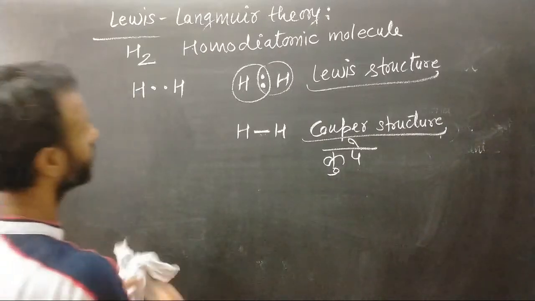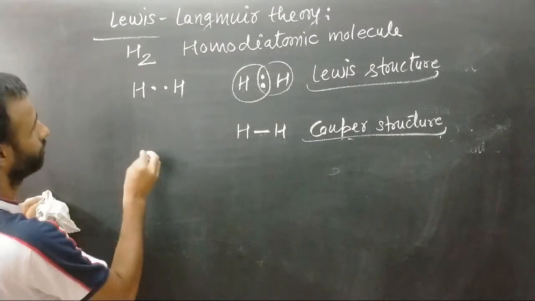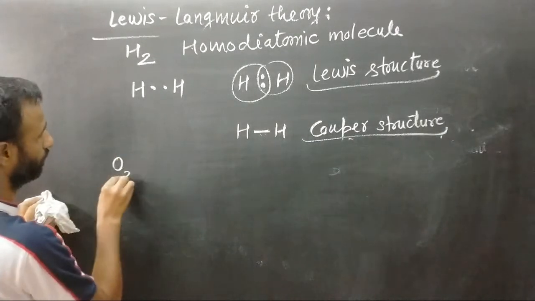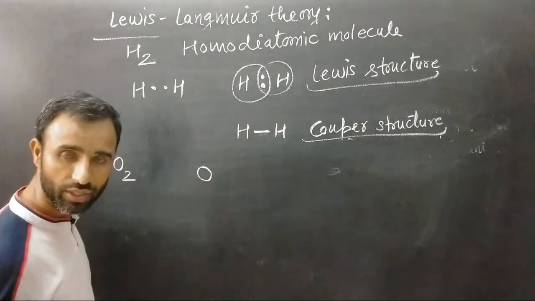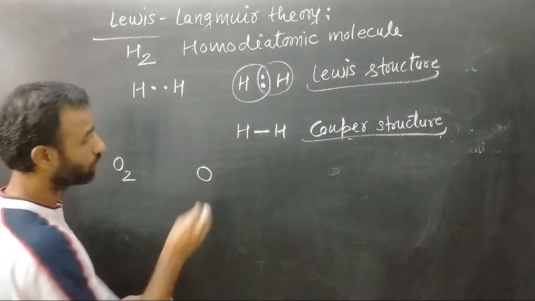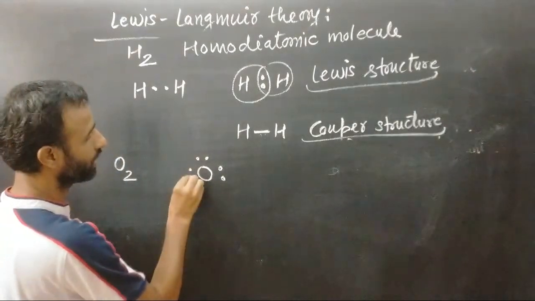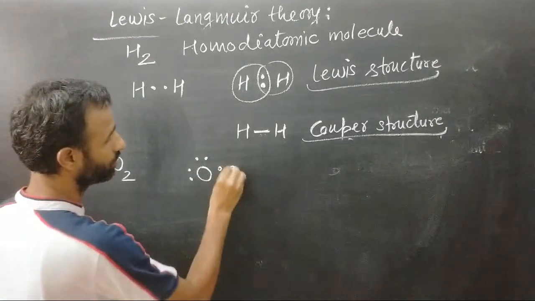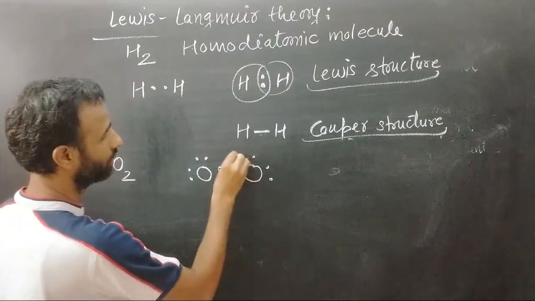Done. So H2, likewise O2. Oxygen has atomic number 8. It needs 2 more electrons to acquire noble gas configuration. It has 6 valence electrons. So 2 electrons are shared between each other.